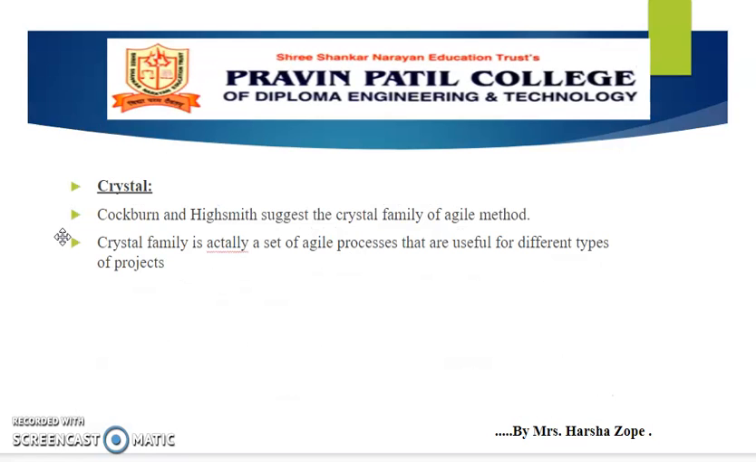Next is the Crystal. Cockburn and Highsmith suggest the Crystal family of agile methods. The Crystal family is actually a set of agile processes that are useful for different types of projects. The agile team has to select the members of the Crystal family that are most appropriate for their ongoing project and environment. That's all about Crystal.